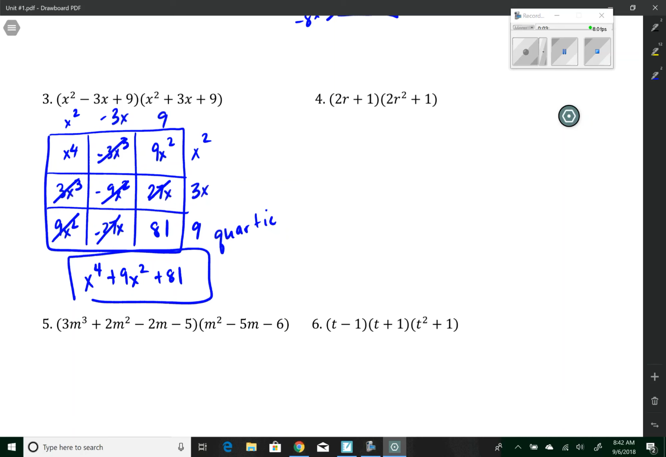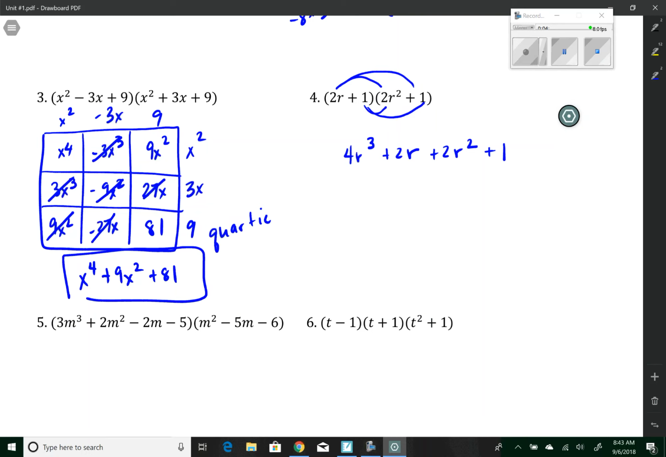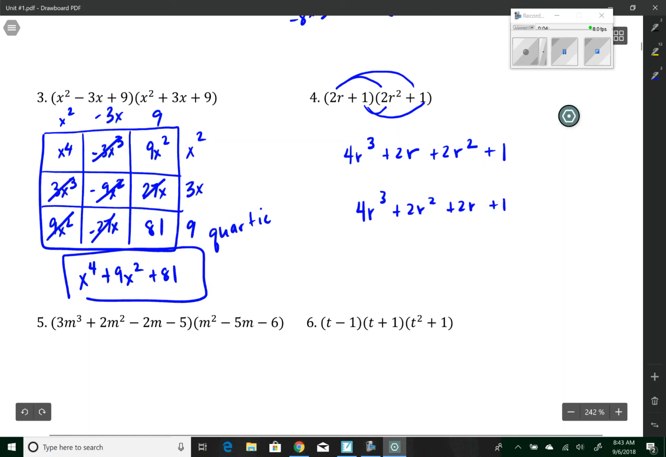For number 4, I'm going to use the distributing property. So if I distribute here, 2r times 2r squared is 4r cubed. 2r times 1 is just 2r. 1 times 2r squared is just 2r squared. And 1 times 1 is 1. No like terms, but this is not written in the right order. So I want to rewrite this as 4r cubed, making it cubic, plus 2r squared plus 2r plus 1.